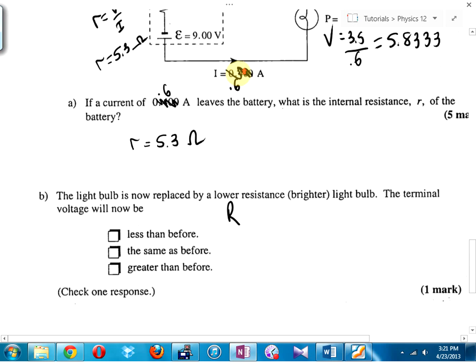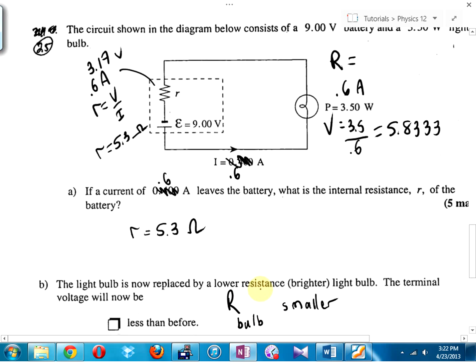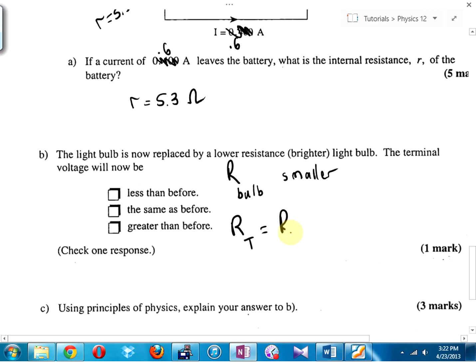If R, what did we call that? R bulb smaller, what happens to the total overall resistance then in this circuit? Smaller, bigger, or stays the same? Because I think the total overall resistance is the big resistor plus the little resistor, and so it just got smaller. Right? Is that okay?